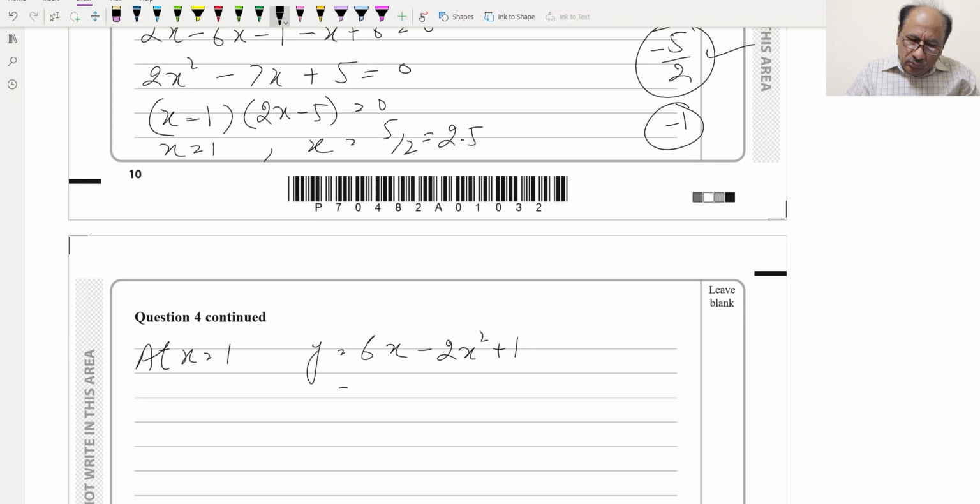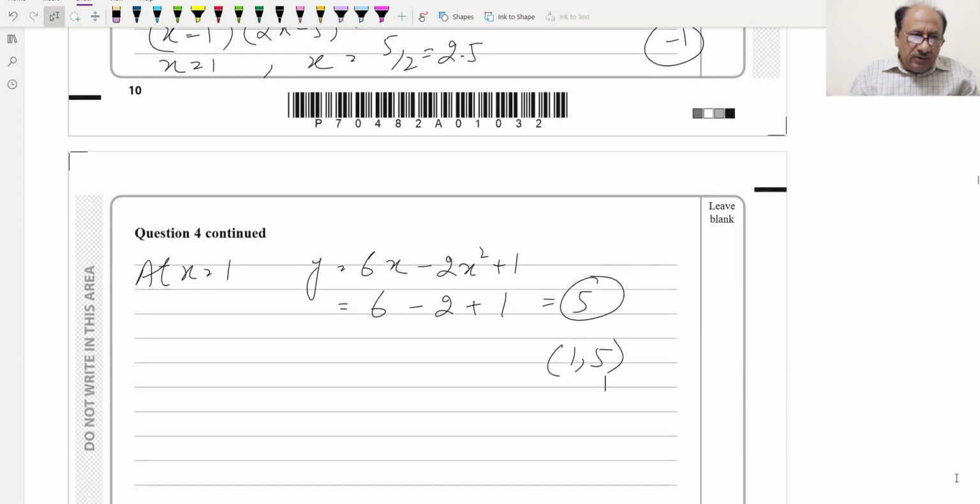So at x is equal to 1, this will be 6 minus 2 plus 1, so it will be 5. So we'll get y. So the first point will be 1 and 5.